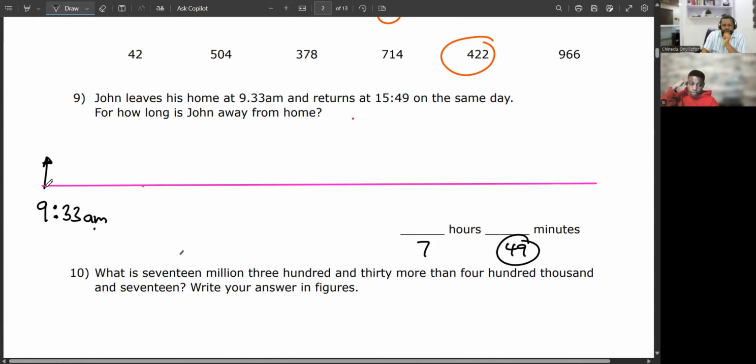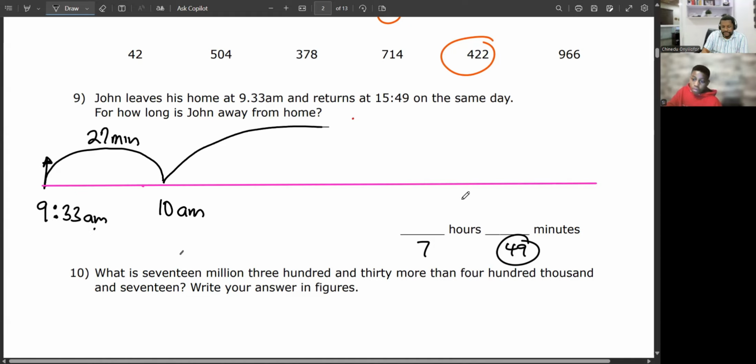Now, I'm going to do this to the nearest hour. To the nearest hour to 9:33, which would be what? 10 a.m., right? Now, how many minutes was that? 27 minutes, right? Does it make sense? And then from 10 a.m. to 15 o'clock, that is 3 p.m., right?